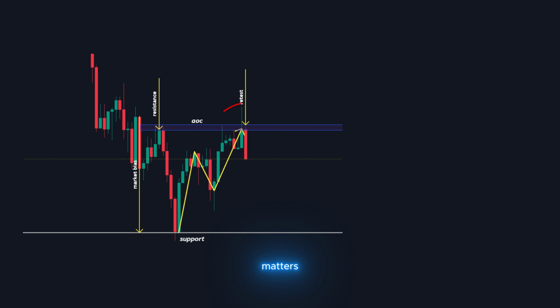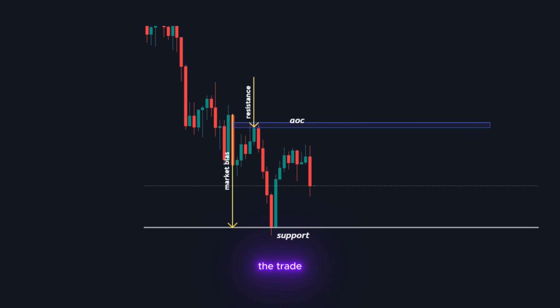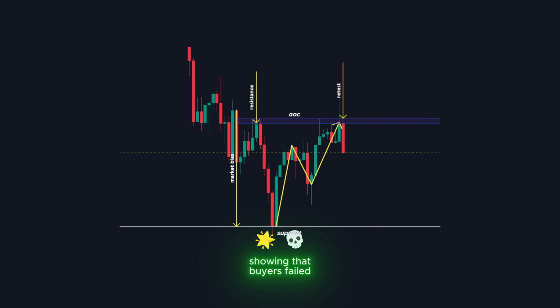This zone matters because previous support is now acting like resistance. That is a classic price action idea, but the mistake is entering only because price touched the zone. The touch is not the trade. The rejection is not even enough by itself. I need to see price fail to hold above the AOC. I need to see the retest reject. Then I want the candle to close back in the bearish direction, showing that buyers failed to reclaim the level. That is where the trade idea becomes cleaner.